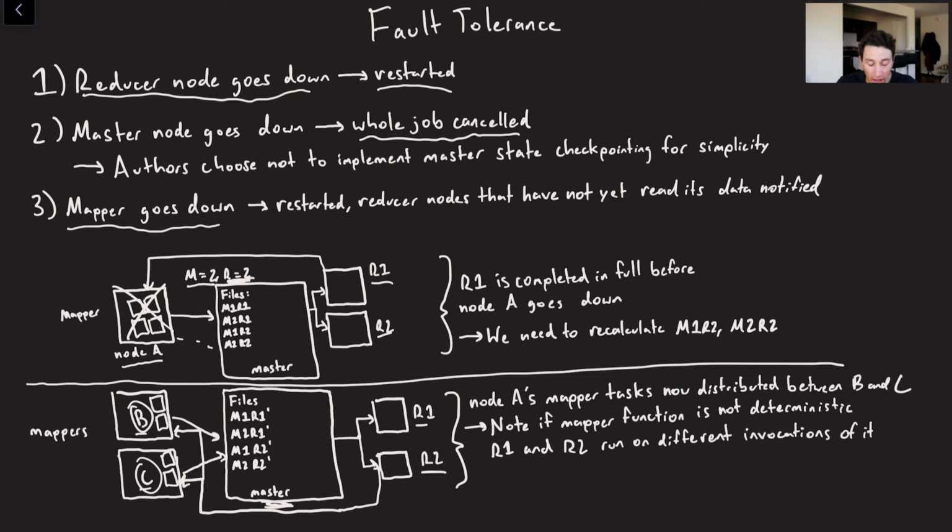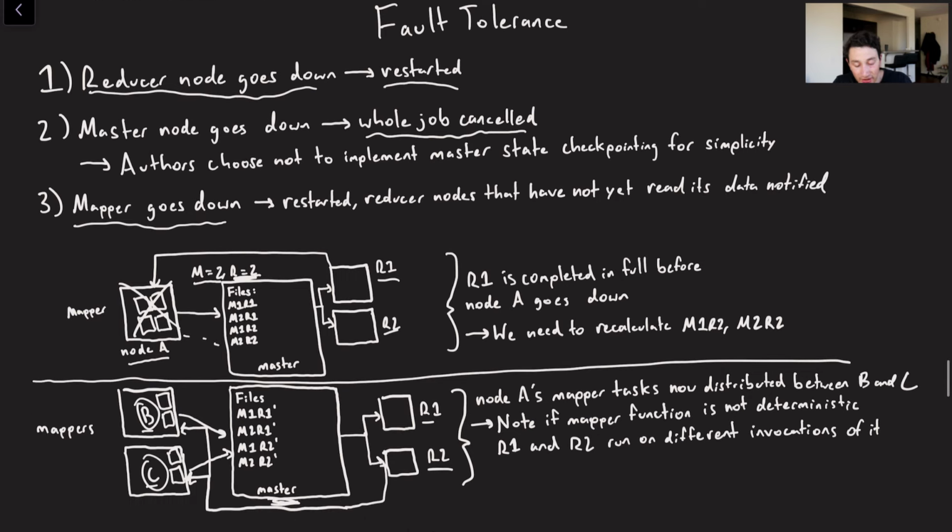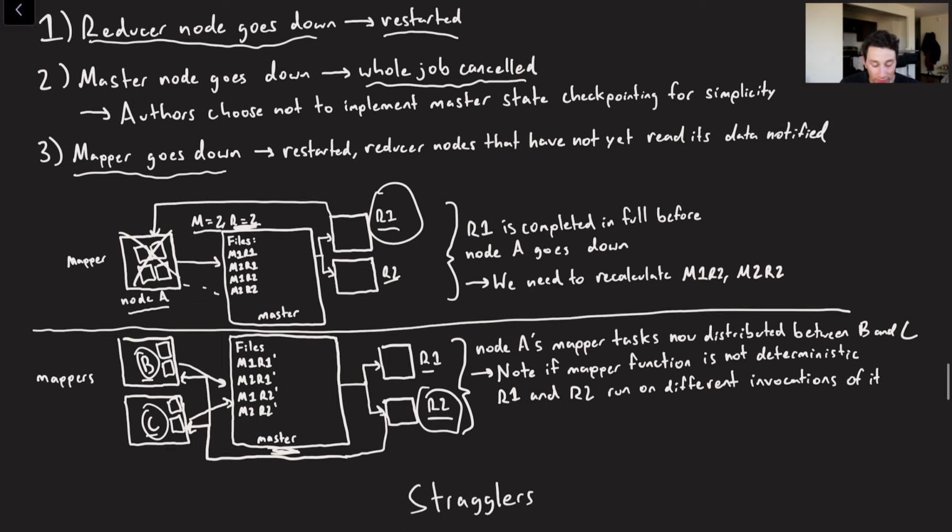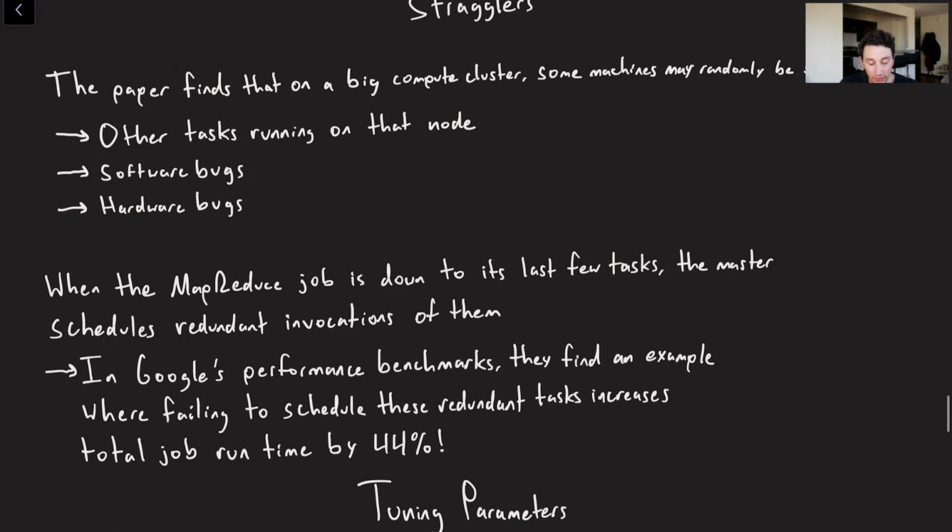And the problem with this is that if that mapper function for those 2 mapper tasks was not deterministic, now it means that the output of R1 was from the earlier invocation of the mapper job, which again, if it's not deterministic, that's going to be a different result than what R2 was running on. So keep in mind, this is why we always do want to make our MapReduce jobs deterministic and idempotent if possible, but you can still choose not to do that. You're just going to have to face some consequences.